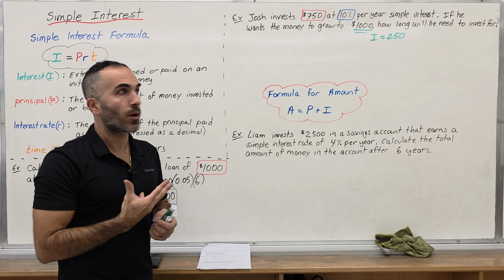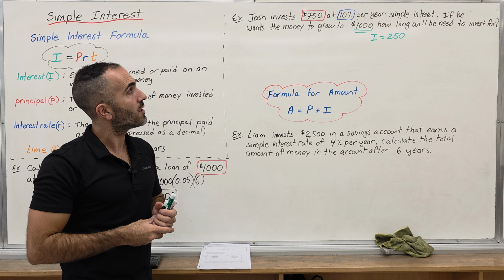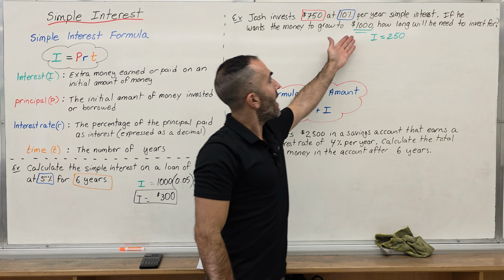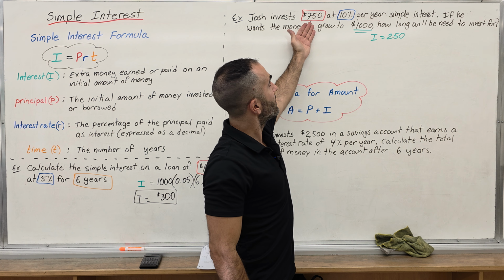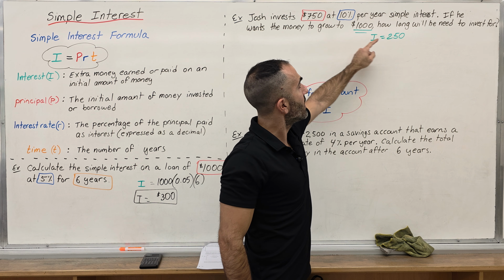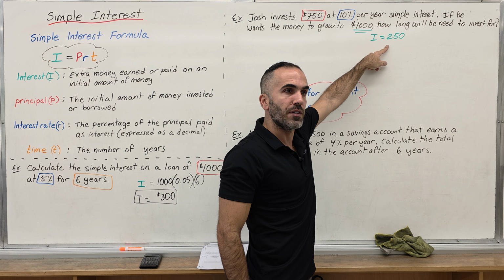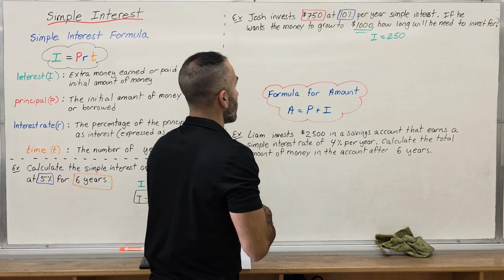Okay, so that's a hard part about this question. I mean, it's not that difficult. I'm going to say it again. He didn't make 1,000. If he started with 750 and he needs 1,000, he has to make 250. So now I can plug this into my formula.